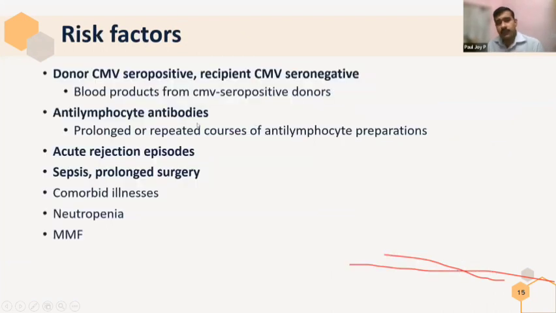What are the risk factors for CMV infection? The most important risk factor is a donor CMV seropositive status and a recipient CMV seronegative status, that is D plus R minus. And when blood products from seropositive donors are received, it is another risk factor.